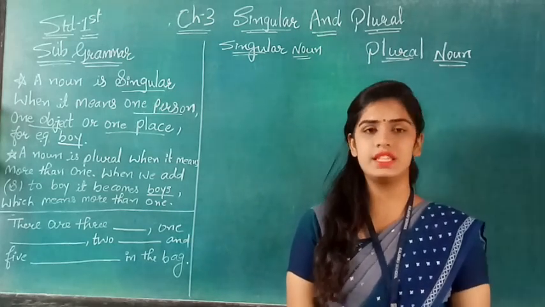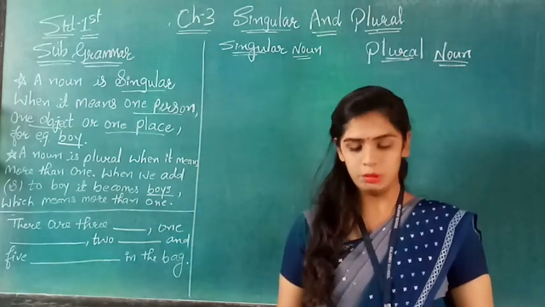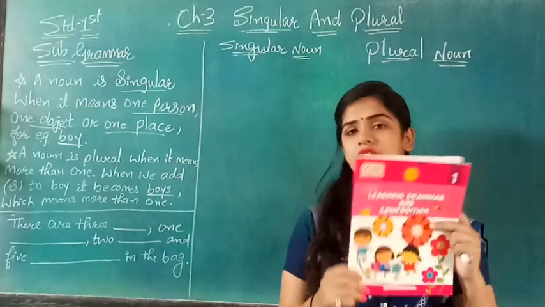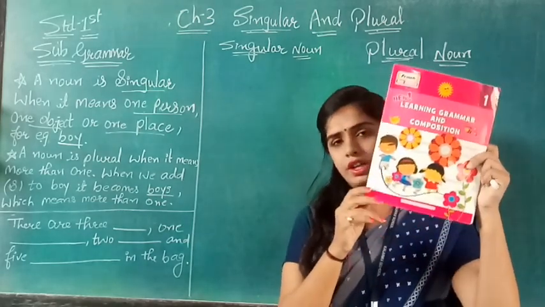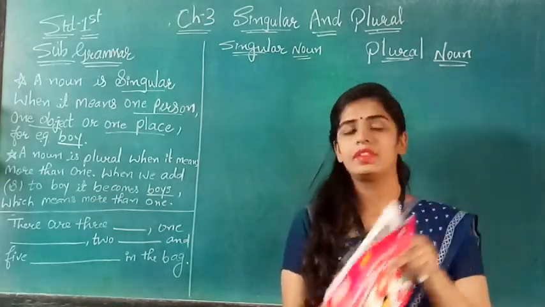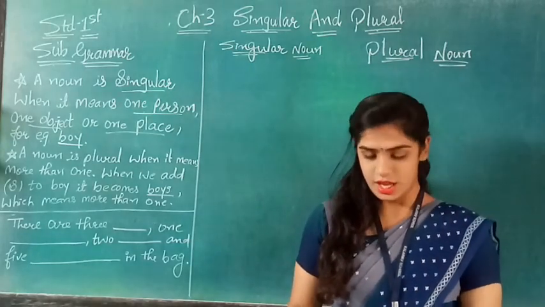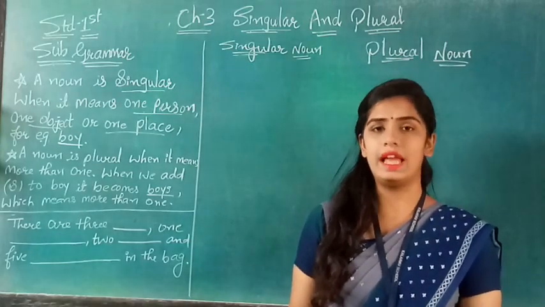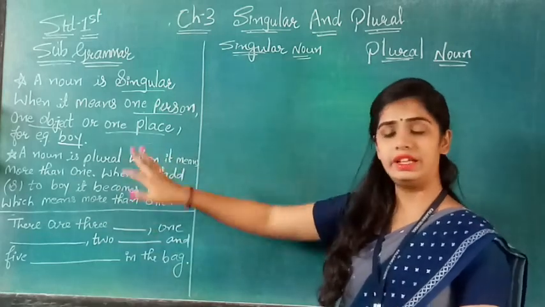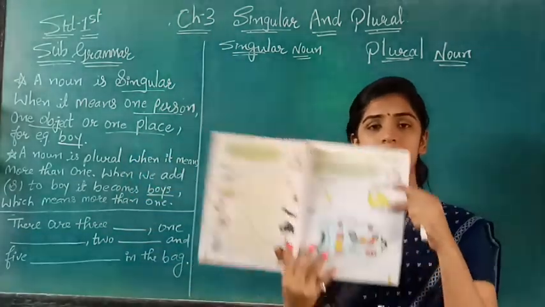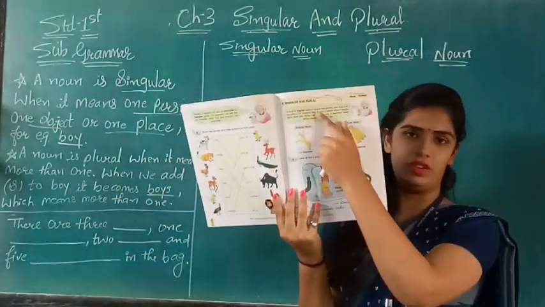What is known as singular and what is known as plural. Okay. So first of all, open your grammar workbook. Have you opened, children? Okay. Now see on page number 11. What I have written here is given in your book. See, this one is the definition.